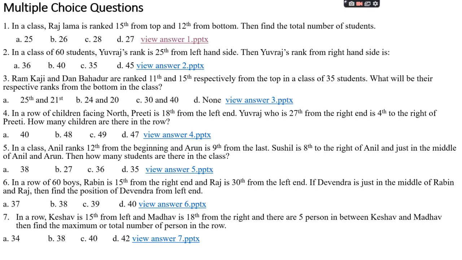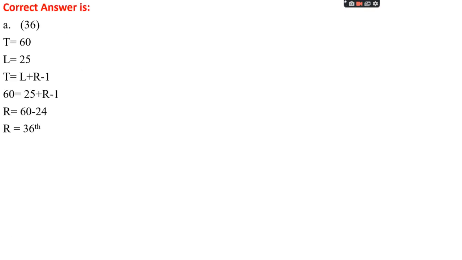Question number two. In a class of 60 students, if Yuvraj's rank is 25 from the left hand side, then Yuvraj's rank from the right hand side is option A 36, option B 40, option C 35, or option D 45. Let's see the answer. The right answer is option A, that is 36.